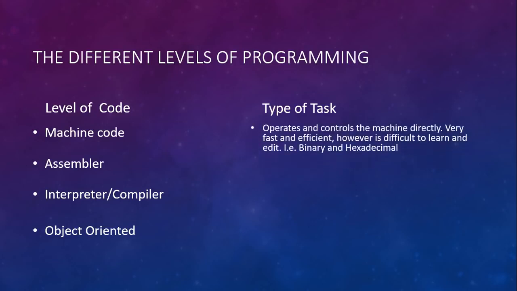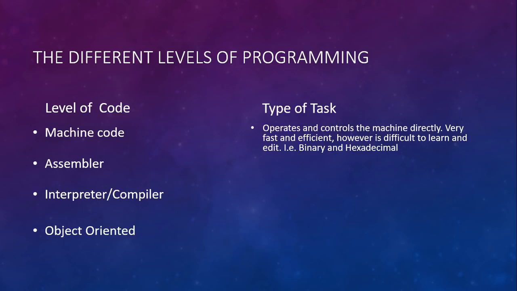So now let's look at each of these and see what type of tasks they're best used for. Machine code is what operates and controls the machine directly. It's very fast and efficient, like no other of these language levels. Assembler, interpreter, object-oriented are not as fast as machine code because machine code is ultimately the language the computer is going to talk in. Now, the downside of machine code is that it's very difficult to learn and edit.